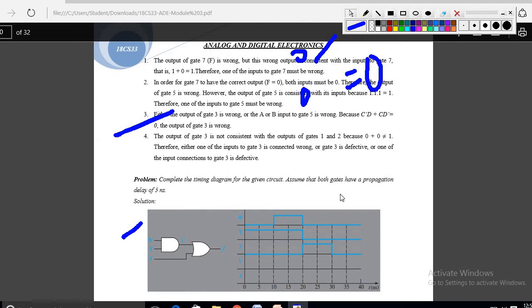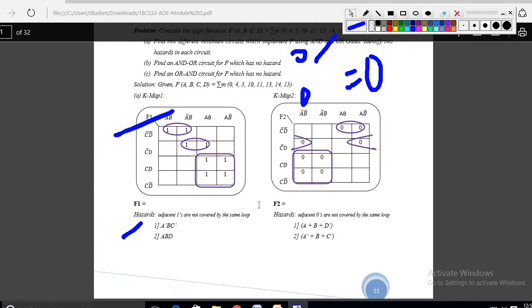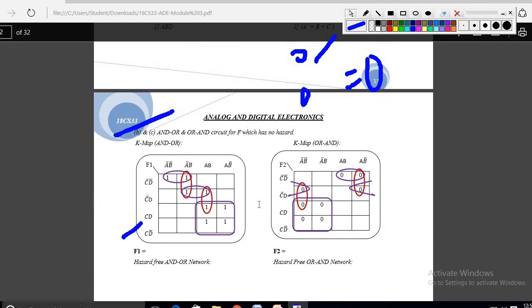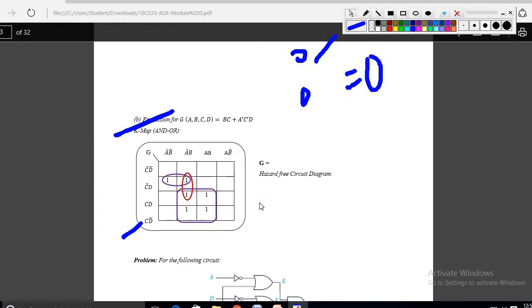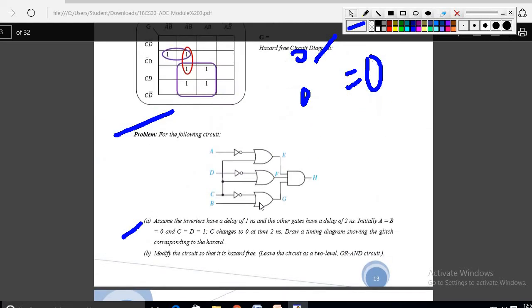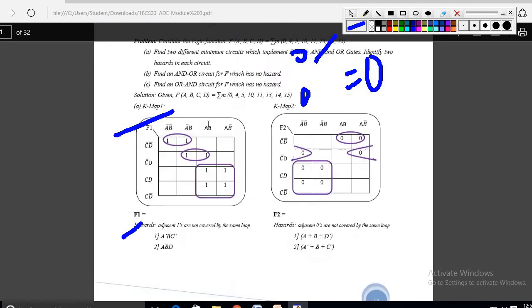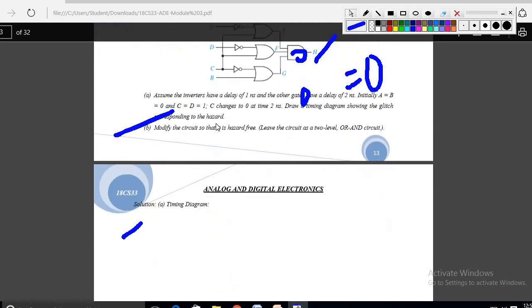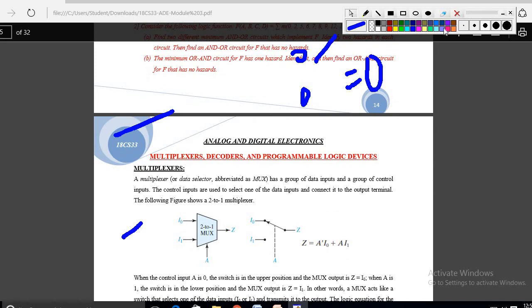Okay, these problems on writing the timing diagram I will explain at the last. I will first finish these modules. After the 5th module or 4th module I will tell you how to write the expressions and how to write the timing diagrams for these problems. Okay, so the next concept we have is multiplexers.